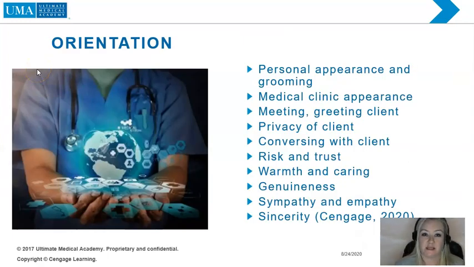Now let's discuss orientation, which includes a lot of different variables. Personal appearance and grooming. We know when someone walks into a medical clinic or a hospital, the first thing they see when they see medical professionals is their appearance and the way that they're groomed. If someone is not groomed well, or their appearance is coming off maybe sloppy or not well kept, that can definitely cause a lack of confidence in the client. So as a healthcare professional, we need to make sure that that's consistent every time we go to work and or around clients.